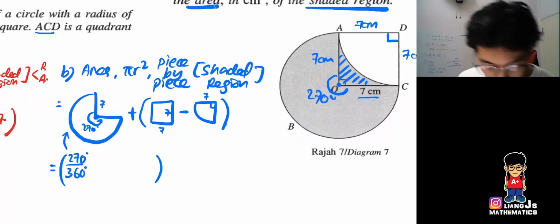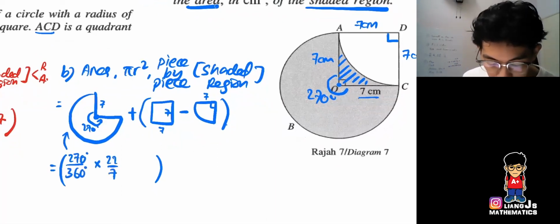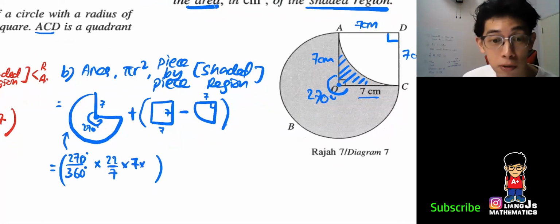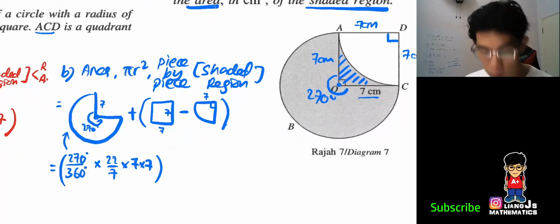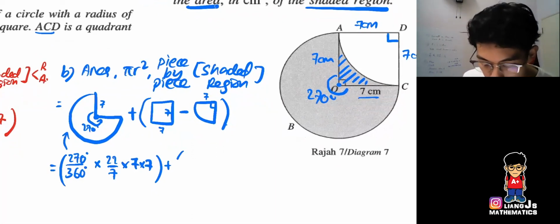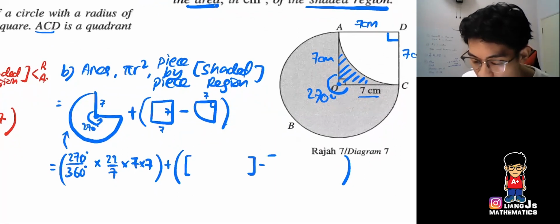What's the formula? Pi, 22 over 7, times radius 7 times 7, or maybe you can write 7 squared. Done with the first part. Add up with a big bracket, with the inner part being 1 square minus 1 quadrant.